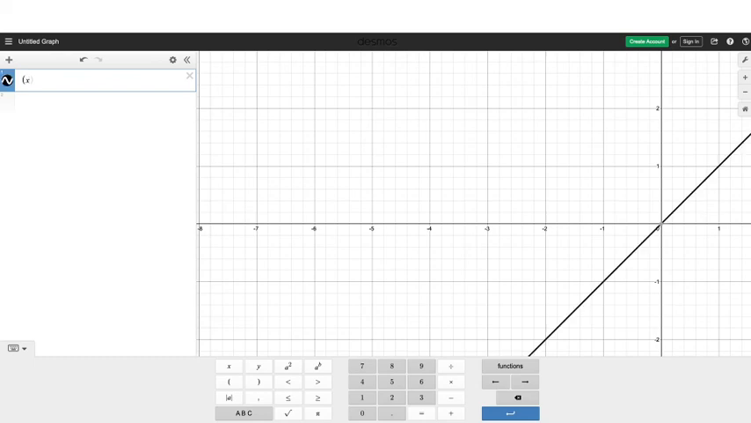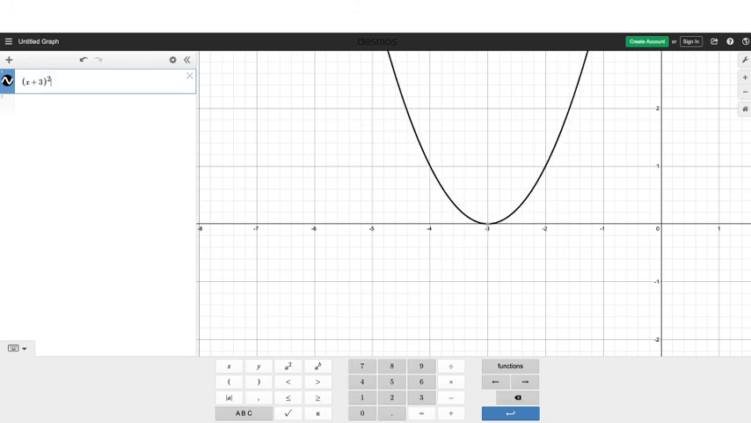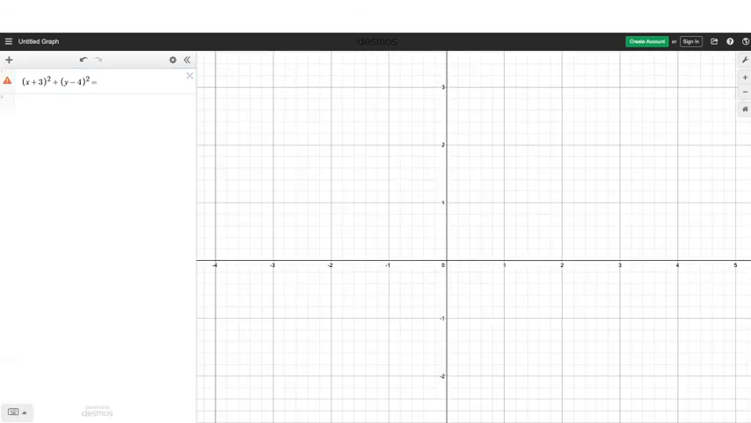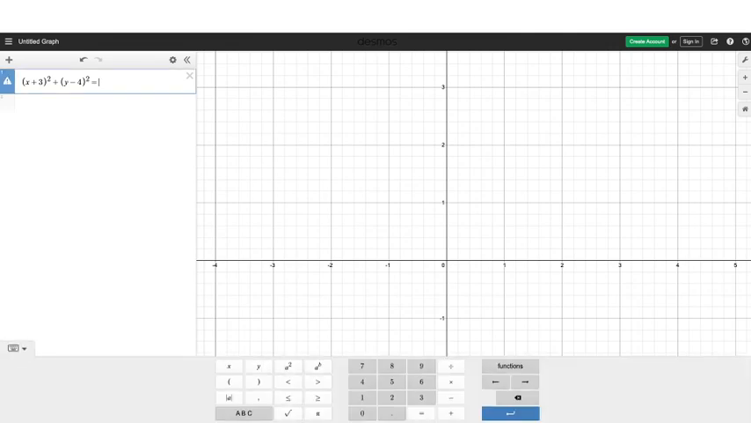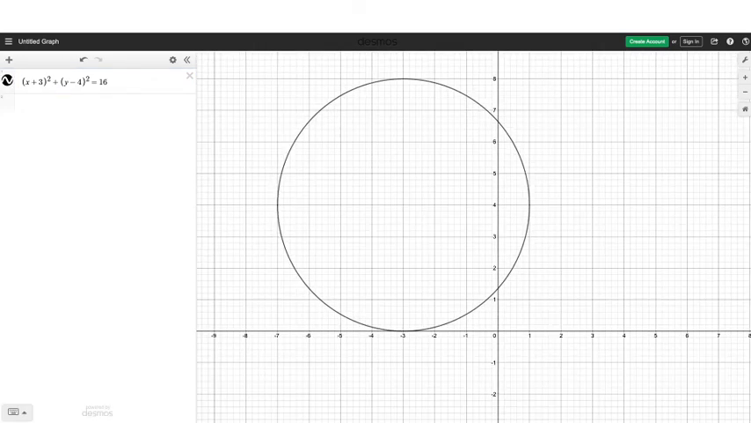So if I do x plus 3 squared plus y minus 4 squared equals, let's say, 16. So they might give you that, and then you got to give me the ordered pair and the radius.